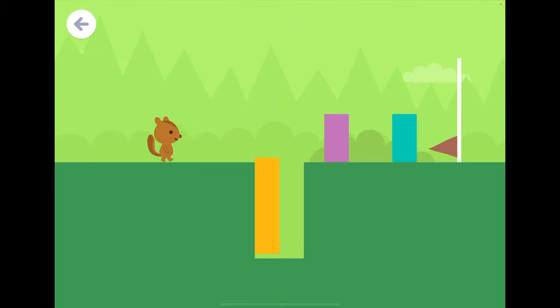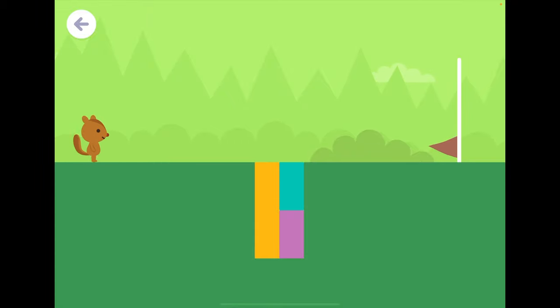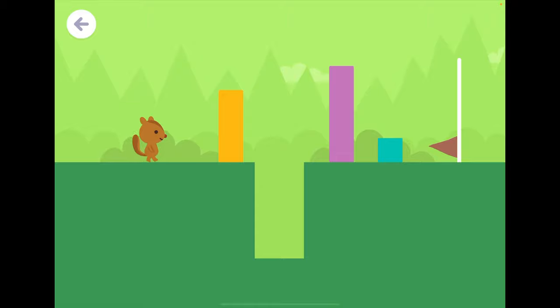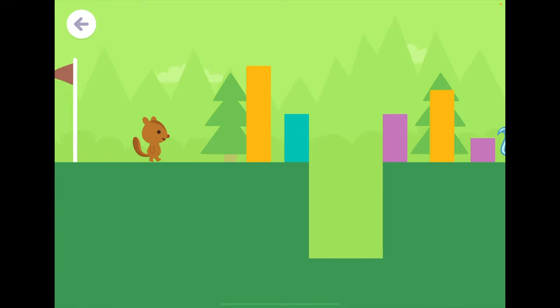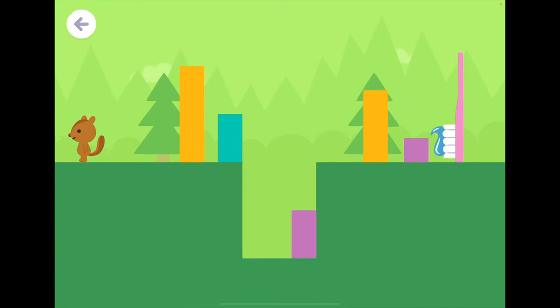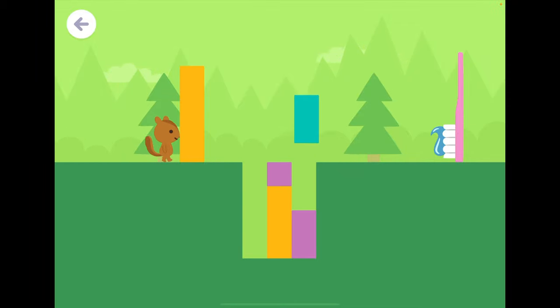Goodness, we have a long orange rectangle, and then we have a purple and a blue rectangle. Yeah. There we go. Goodness, they keep getting taller, don't they? Go on across. You can make it to the flag now. Oh my goodness. Gone a little crazy here, haven't they? There we go. Orange and purple and blue.